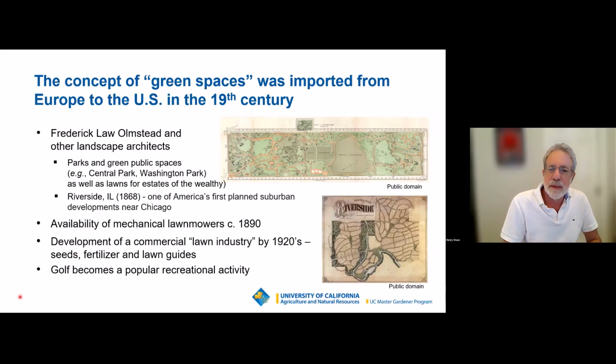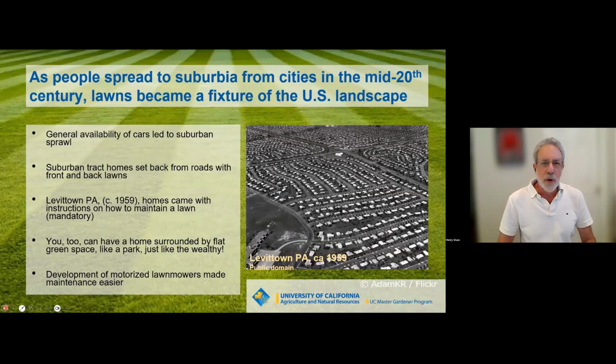Also around this time, something that helped the adoption of lawns was the availability of mechanical lawnmowers at the end of the 19th century. By the early 20th century, the commercial lawn industry had developed, with commercial seeds, fertilizers, and guides on how to take care of your lawn. And around that time in the United States, golf became a popular recreational activity, so again, having large areas of green open space. In the post-World War II era, people had more general availability of cars, and that led to suburban sprawl. As people moved from the cities to the suburbs, lawns became a fixture in the U.S. landscape.